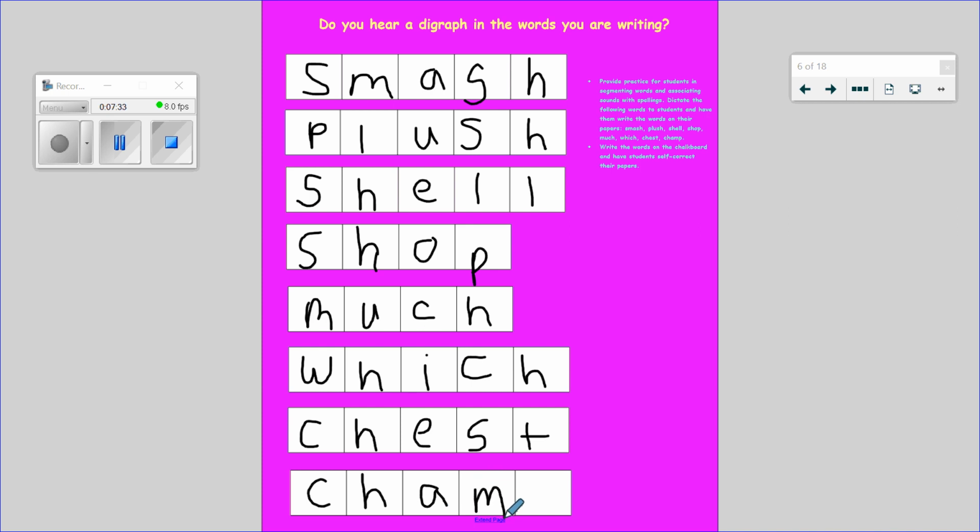I also have a blend at the end of the word. So ch is at the beginning of the word. You guys can practice writing these words on another piece of paper if you want some extra practice with your spelling.